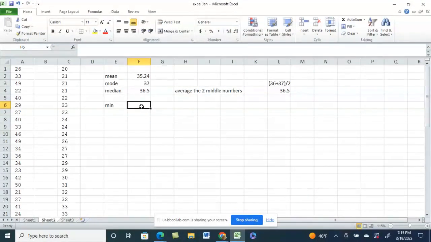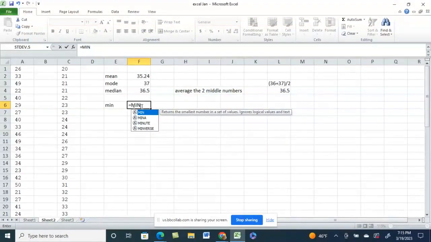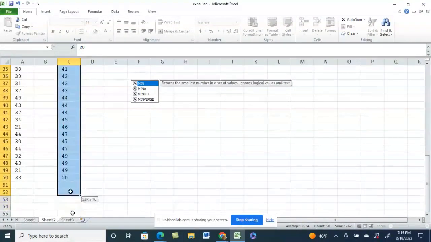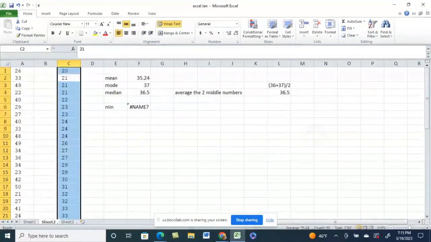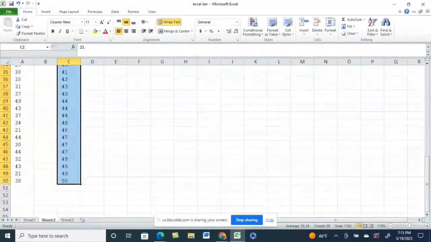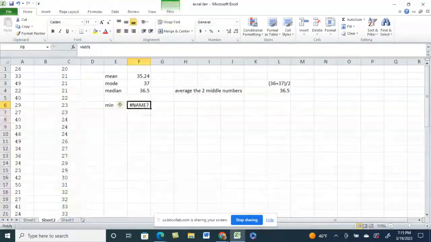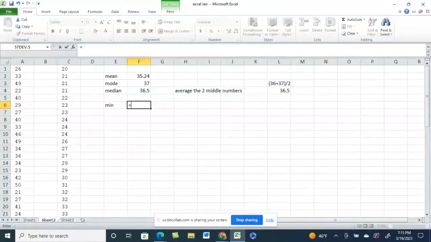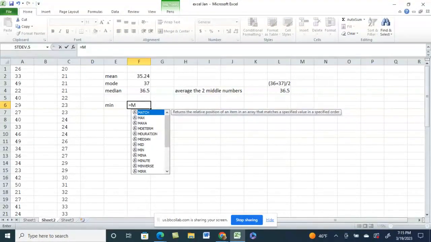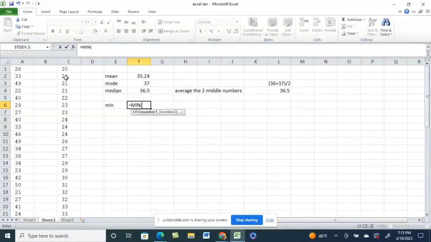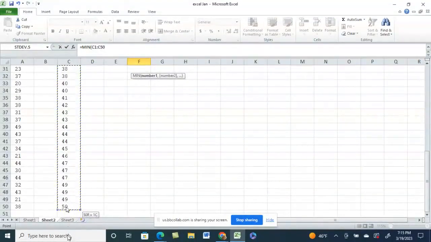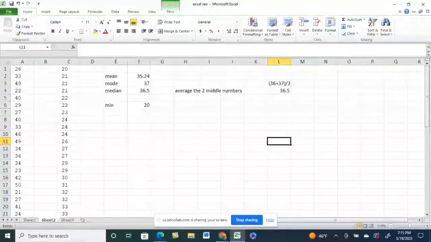Okay, then we would want to find the minimum. So suppose these numbers aren't in order, then all you have to do is go equal min and take all your numbers. And we know it's 20 already, but I'm just going to do it anyway. What did I do wrong here? Oh, I didn't put any parentheses in. There we go. So make sure you pick all your numbers, press enter, and it's 20.